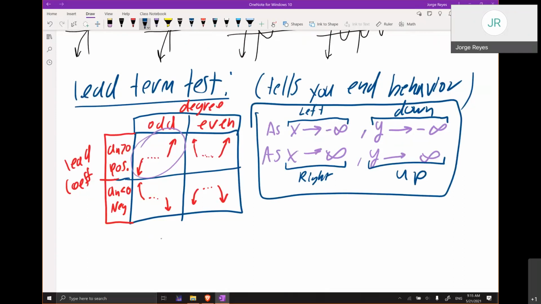Okay, down means negative infinity, up means positive infinity for y. Y is the up and down. And then for x, negative infinity means left, and positive infinity means right. X is left, right.